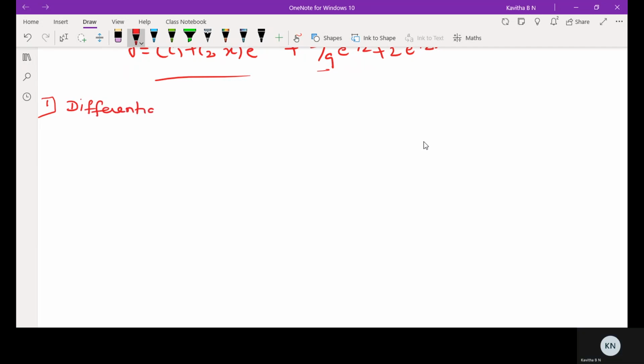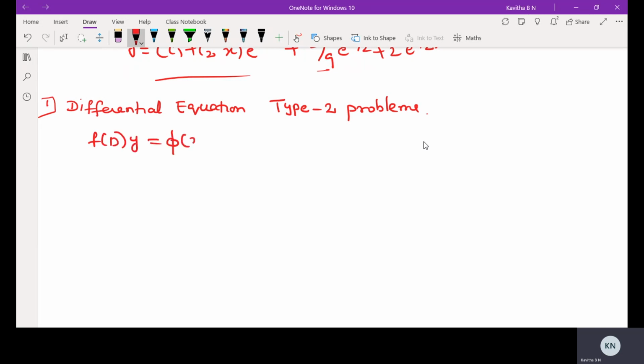Today we will discuss differential equations, type 2 problems. Type 2 problems: f of D of y is equal to phi of x. If phi of x is not equal to 0, we call it a non-homogeneous equation.